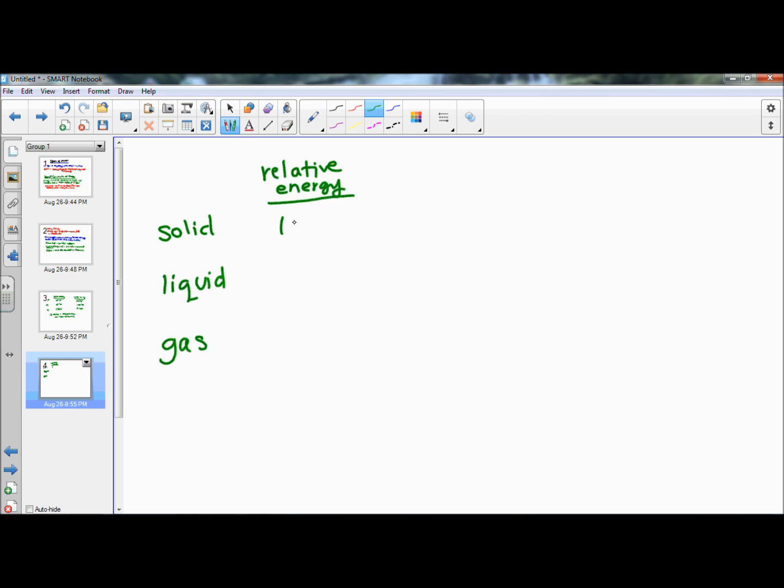A solid is a low energy state, which means that the particles in solids don't have a lot of kinetic energy. The particles in liquids are a medium energy state, and the particles in a gas are a very high energy state. Well, what does their motion actually look like then? In order to have a very small amount of kinetic energy and be a solid, the motion is vibration in position.